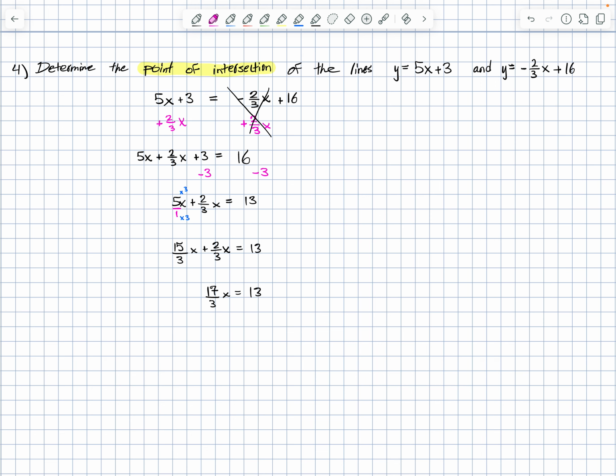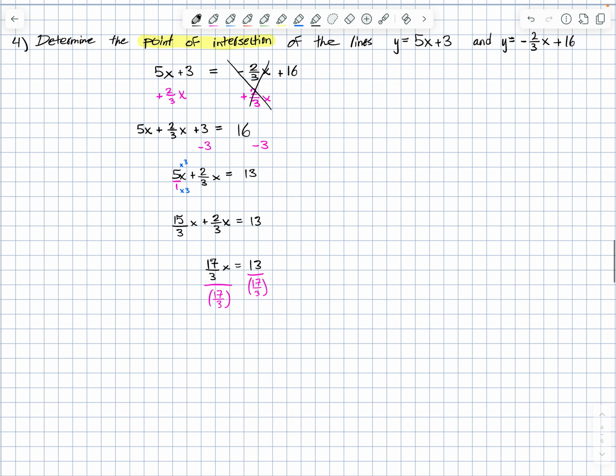And now when I get to this stage, I want to get rid of this 17 over 3. I want to make that 1, right? So I'm going to divide both sides by 17 over 3. So then 17 over 3 divided by 17 over 3 is a big 1. So I get x on the left side, and 13 divided by 17 over 3 is the same thing as 13 times 3 over 17. So at the end of the day, my x value becomes 39 over 17. Not a pretty number, but when we're dealing with fractions, that happens quite often, right?